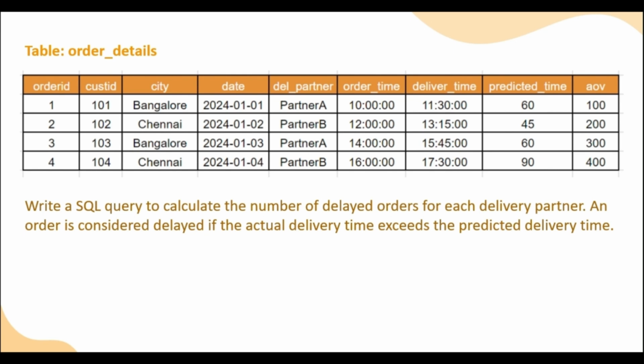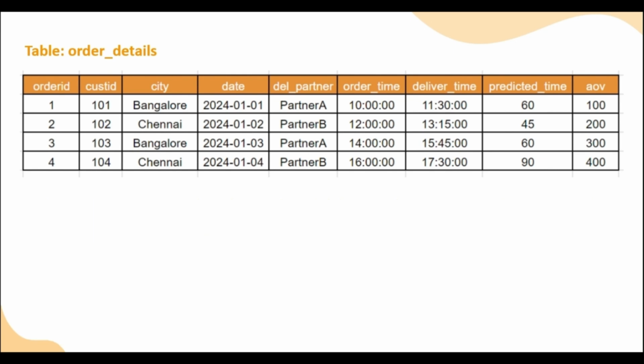So let's take a look at some sample data from the order details table. So we have columns like order ID, customer ID, city, date, delivery partner, order time, deliver time, predicted time and AOV, which represents the average order value. Now to determine whether an order was delayed, we need to calculate the actual time of the delivery and we will just have to compare it with the predicted time. And if the actual time of the delivery comes out to be greater than the predicted time of the delivery, then the order will be considered as a delayed order.